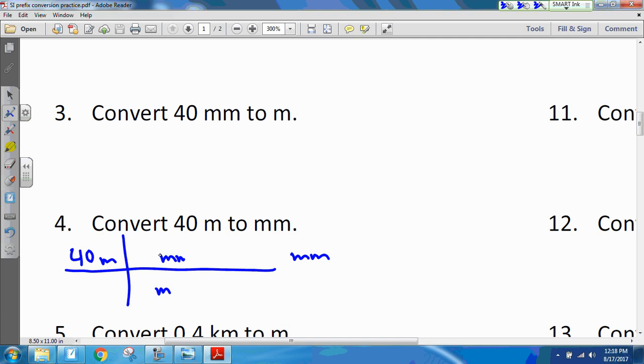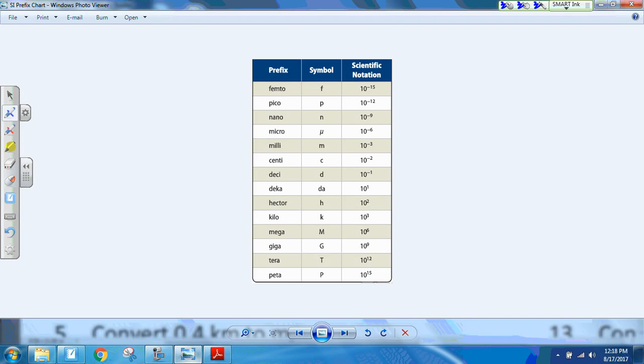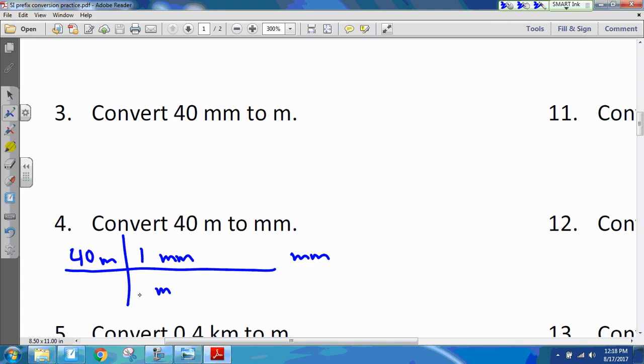Millimeters goes on top. Now, 1 millimeter, if I look at the prefix chart that I had before, is a 10 to the negative 3 meter. See, milli, 10 to the negative 3. So I put 10 to the negative 3 right here. Multiply straight across on the top, we'll give you 40, and on the bottom I'll have 10 to the negative 3, which makes 4.0 times 10 to the negative 2.